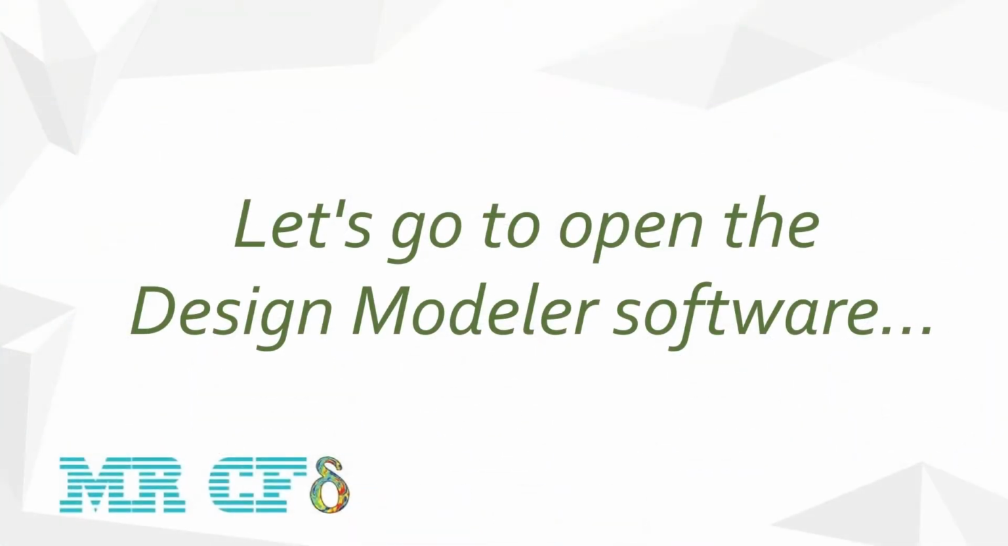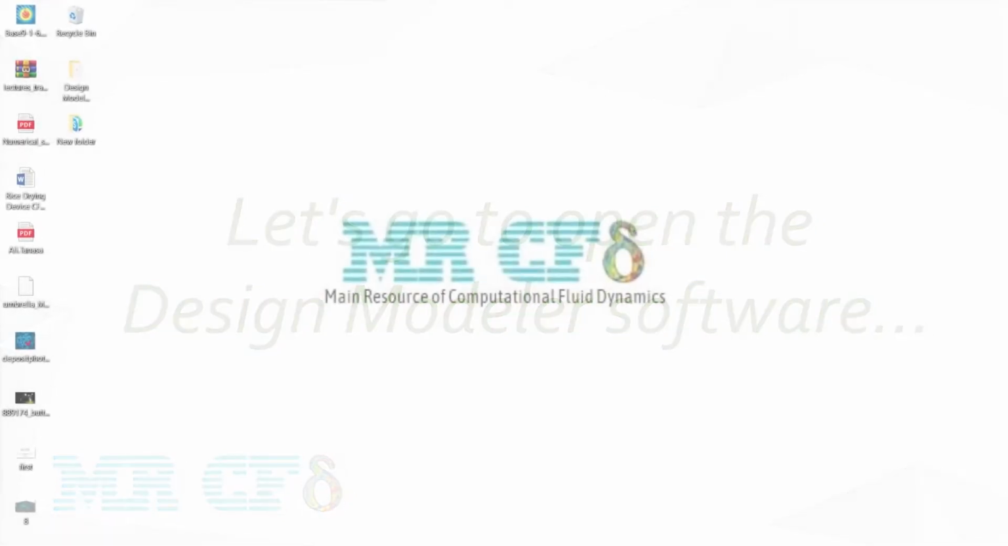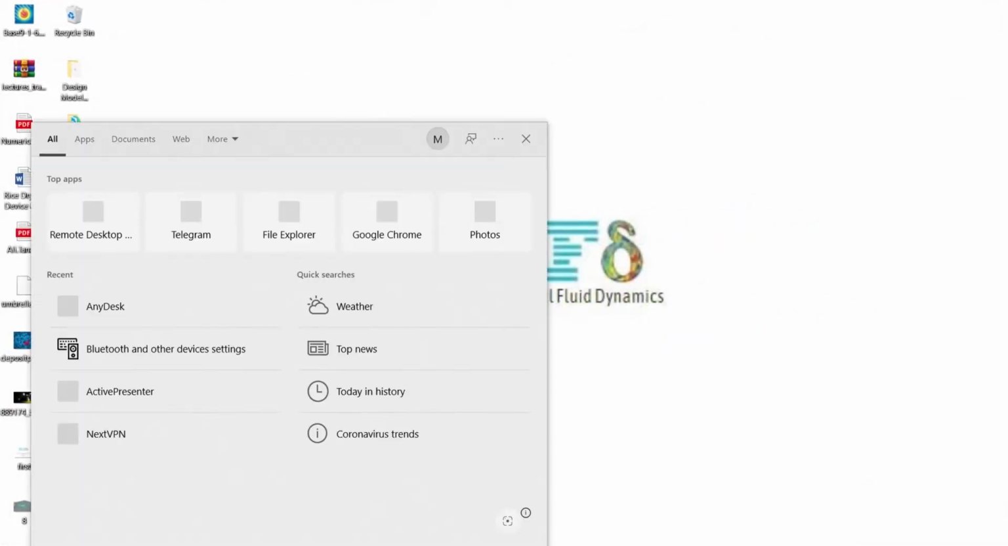Now let's go and open the Design Modeler software. Note that this software, unlike other ANSYS products, doesn't run separately and can only be opened through the Workbench environment. So at first, you must open the ANSYS Workbench software. Search for Workbench and open it.